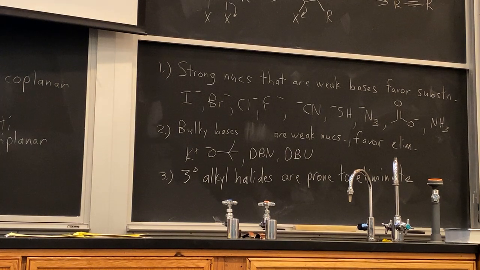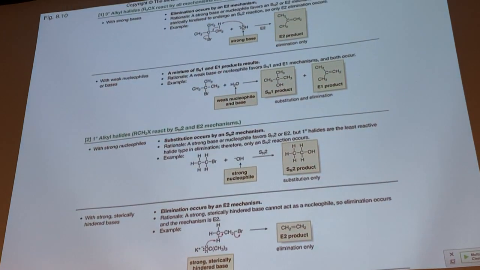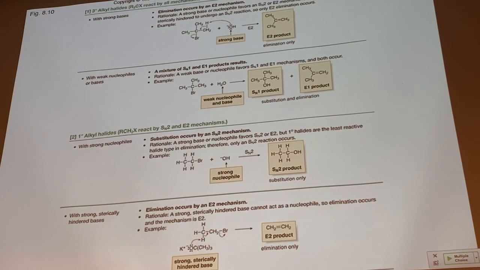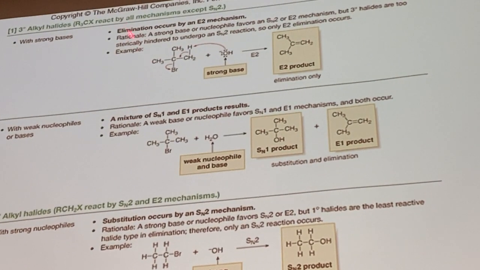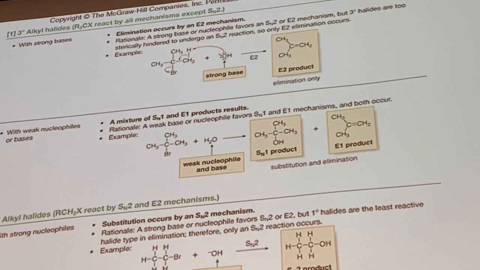So the book has some tables that are helpful. These tables are organized according to the type of alkyl halide, and they show the different outcomes of the reactions of the different alkyl halides. And we just mentioned that tertiary alkyl halides are prone to eliminate. So if you have a strong base, doesn't matter if it's a strong or weak nucleophile, if you have a strong base in a tertiary alkyl halide, you know it's going to be an E2 reaction.